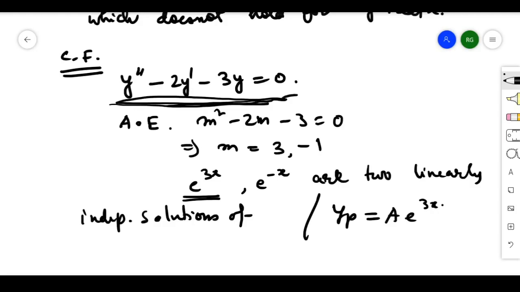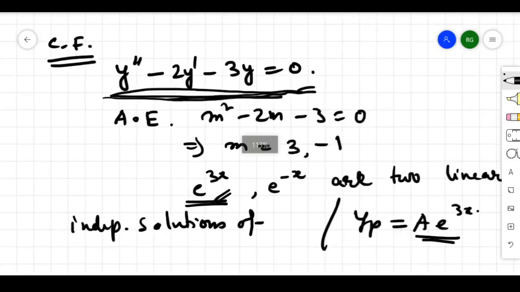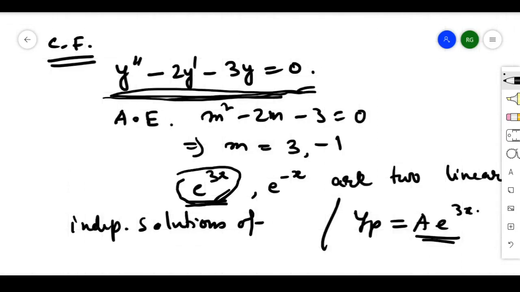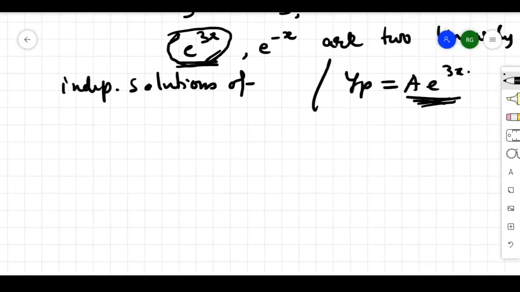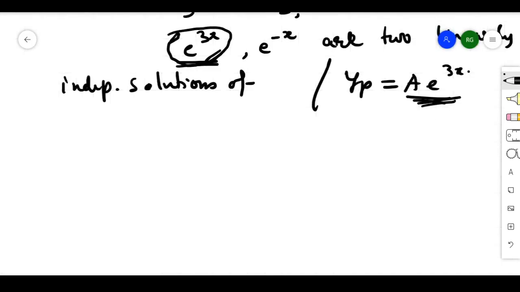That we did here. And as e to the power 3x is a solution of this homogeneous equation, definitely a e to the power 3x also will be a solution of that homogeneous equation, because a here is a constant only. So that solution has already been considered while we find the complementary function. And as a result, if I take yp is equal to a e to the power 3x, then that will not work. That is the point. That will not work.